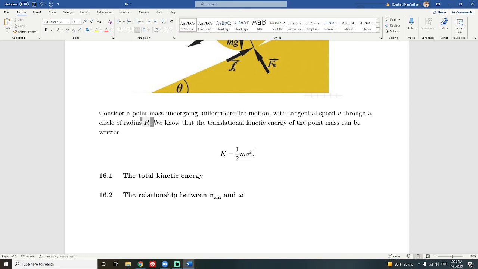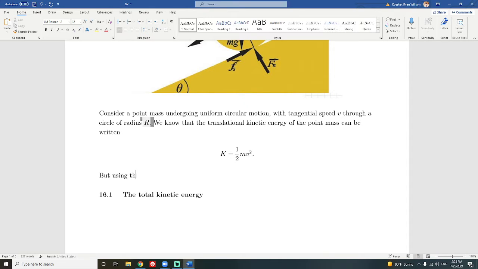So nothing surprising there, right? Remember that this is the tangential velocity or speed, and it always points tangentially to the circle, right? So let's look at this in another light.